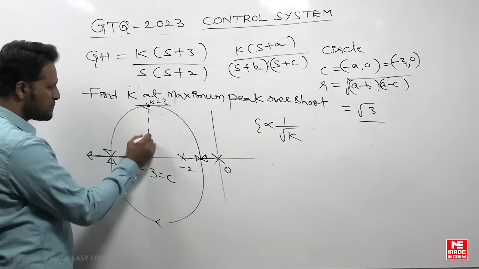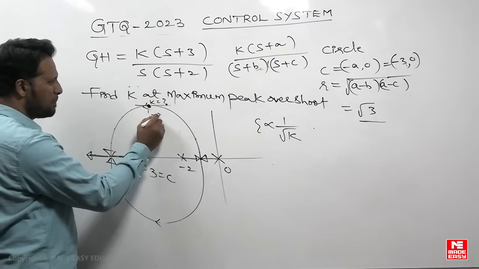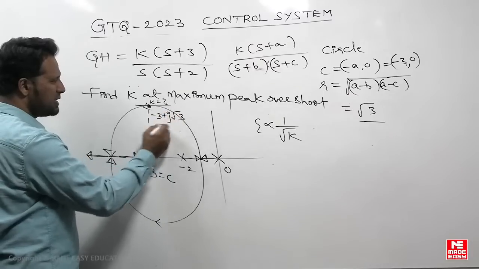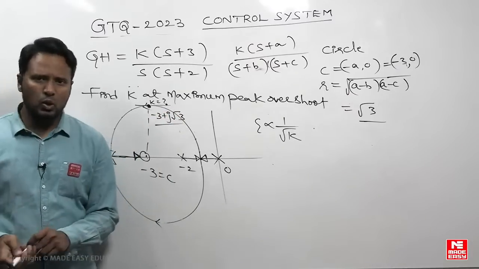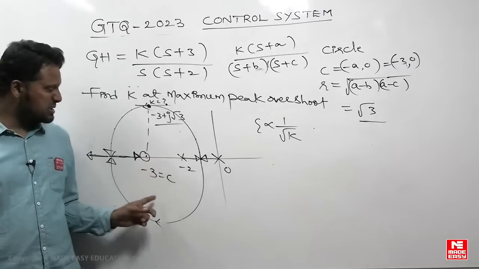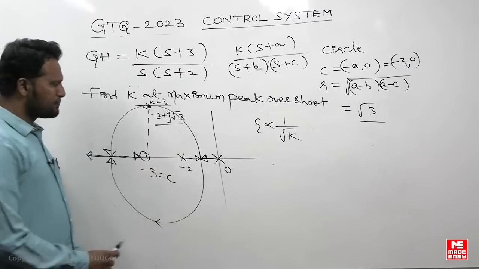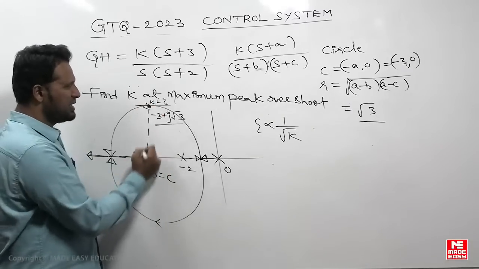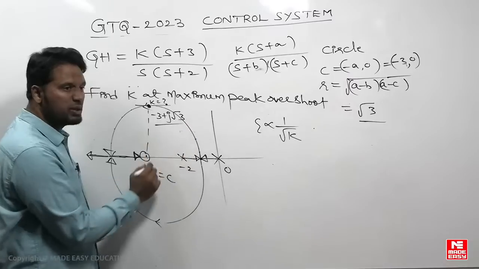So tell me, what are the coordinates of this point? Minus 3 plus j root 3. The coordinates of this point are minus 3 plus j root 3, because the radius is root 3 units and the center is minus 3. So, right, I can definitely consider it, but minus 3 plus j root 3.